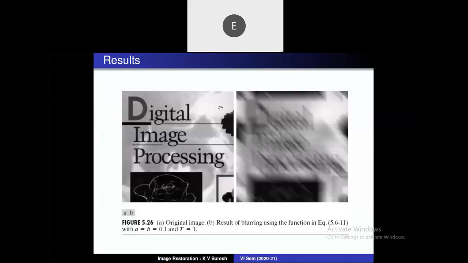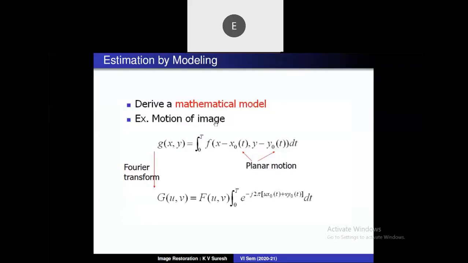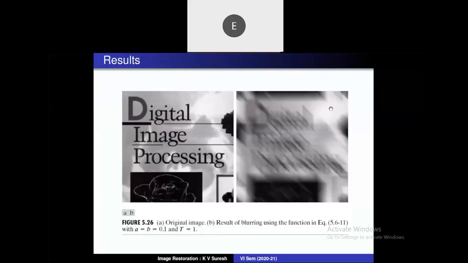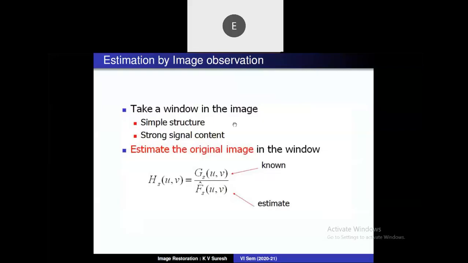You observe here, whatever smooth you have here, the same thing is there after blurring also. So if I take this smooth region, there is no difference between the original image and the blurred image. So there is no use taking the window in the smooth region. The window should be taken in the strong signal content, not in the smooth region.